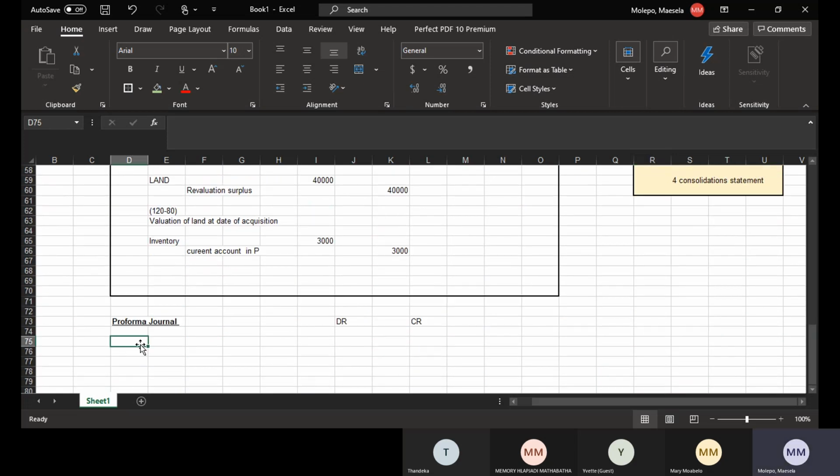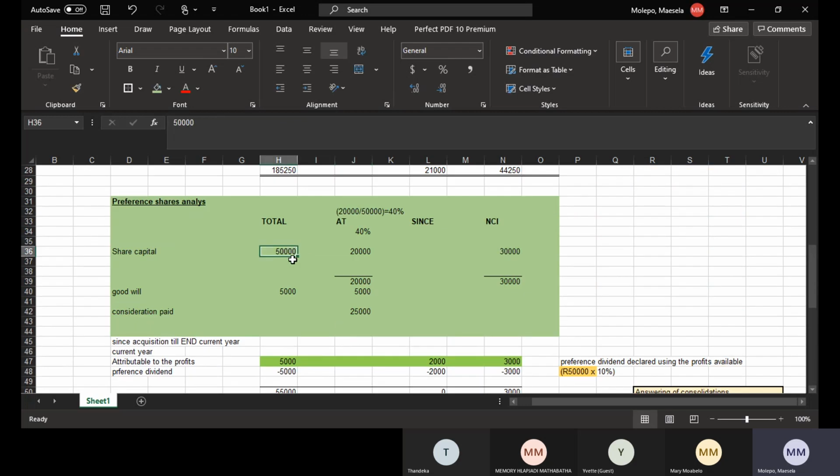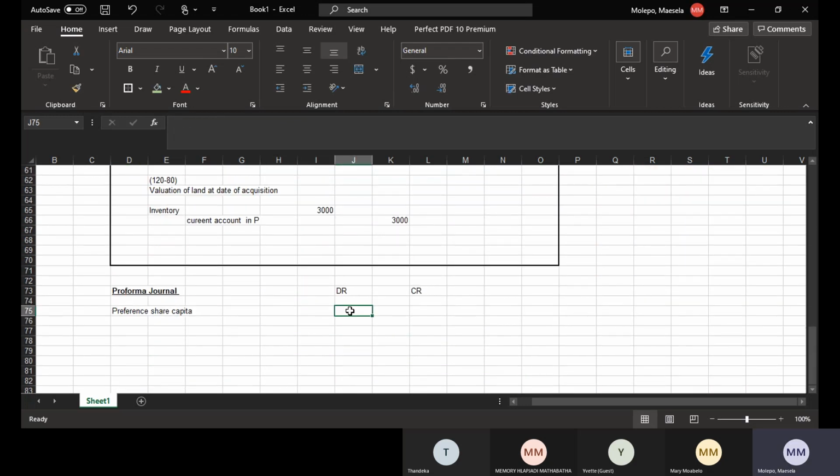On the debit side, because we are eliminating, we know that normally share capital increases on the credit side, but because now we want to take them off, we put them on the debit. Instead of ordinary share capital, it will now be preference share capital. The preference share capital was sitting at 50, so we're going to put it as 50,000.